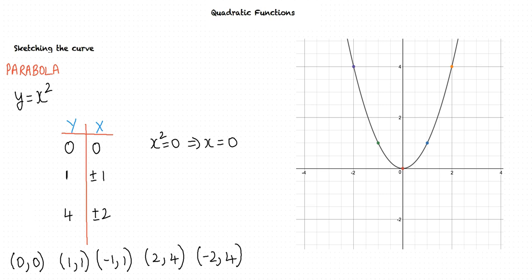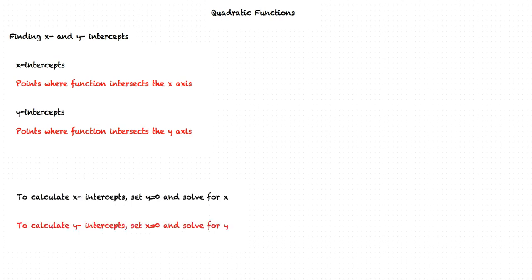This leads us to the next concept of x and y intercepts. X-intercepts are points where a function intersects the x-axis, and y-intercepts are the points where the function intersects the y-axis. In order to calculate the x-intercepts, we set y equals 0 and solve the equation for x, since at the points where the curve cuts the x-axis, the value of y would be 0. To calculate the y-intercept, we set x equals 0 and solve the equation for y, right? That is right. Let us say we have to determine the x and y intercepts of the function y equals x square plus 5x plus 6.